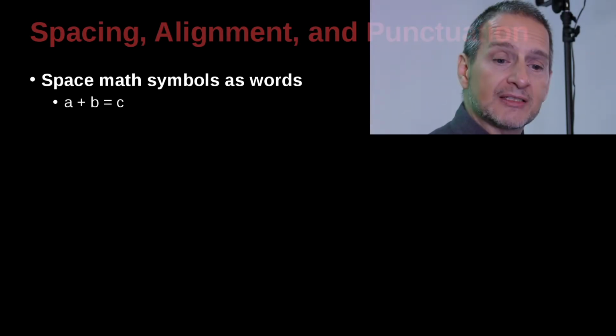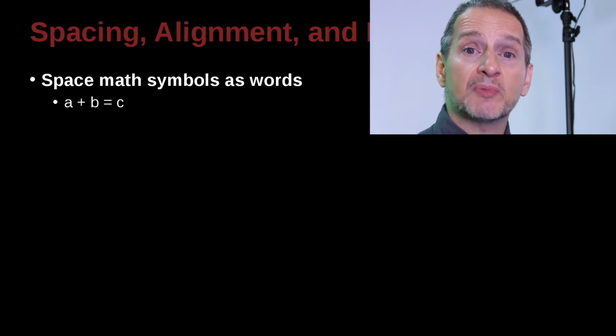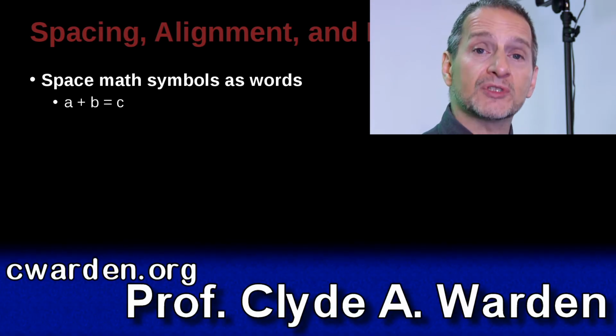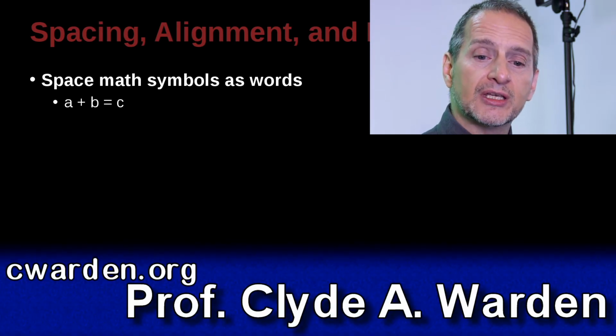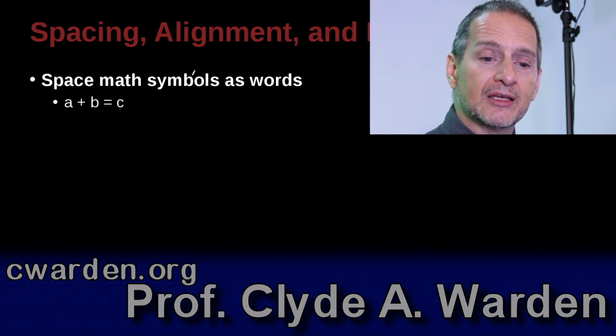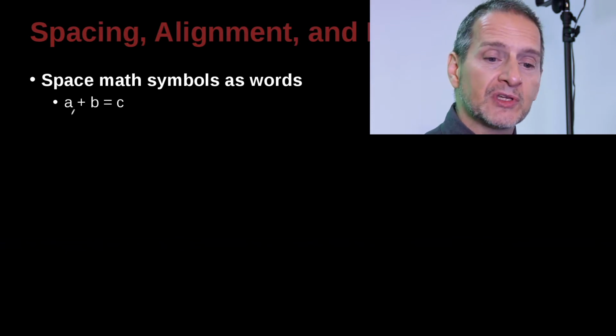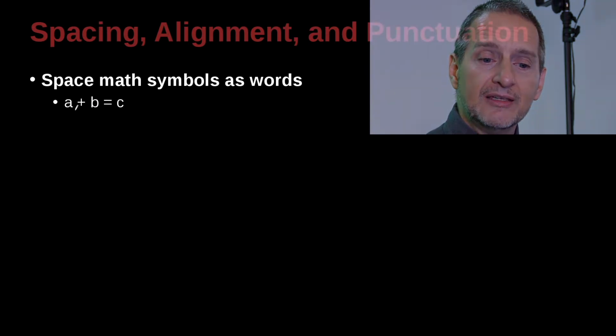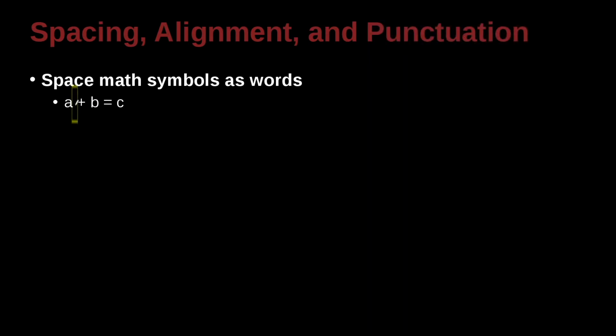APA says that what you should do is space your formula symbols and letters just like you would in regular English writing. So for example, take a look here. We have A plus B. So A has a space after it. The plus has a space after it. B has a space after it. C has a space after it.